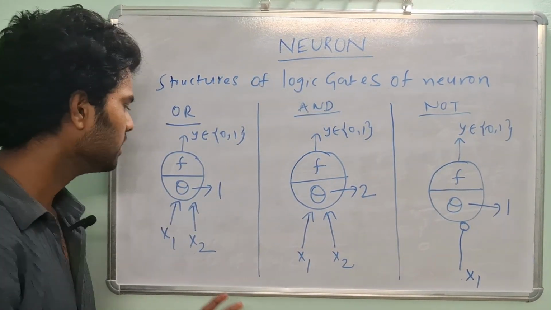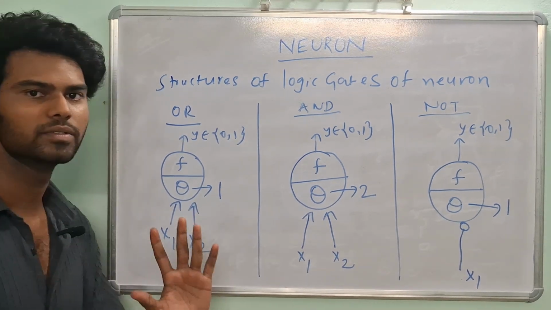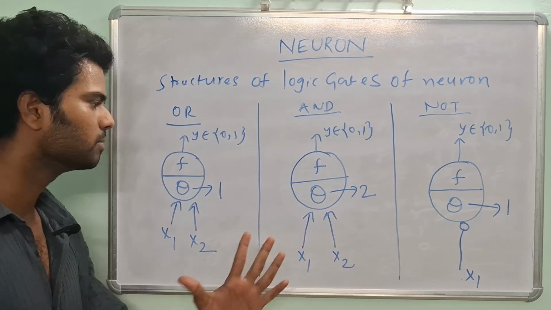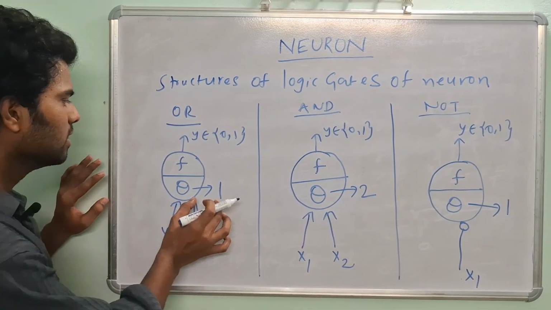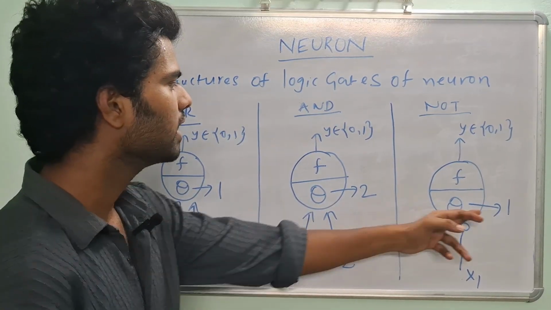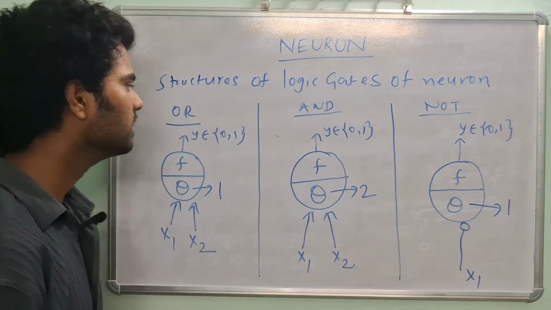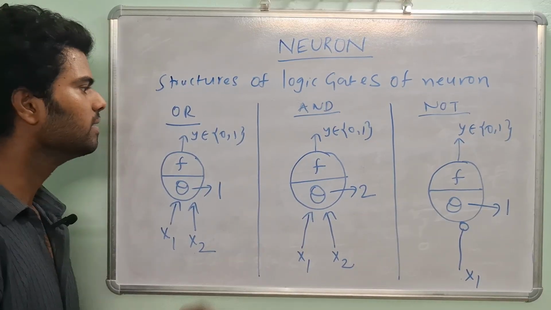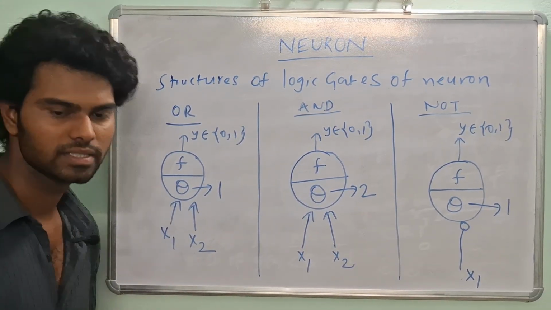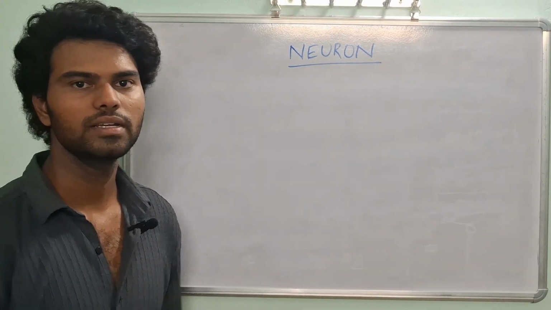So here you can use any number of inputs, but for a simple example, I am using only two inputs here. So the threshold value is 1 for the OR gate, 2 for the AND gate and 1 for the NOT gate. Now we will discuss each and every logic gate in a detailed manner. First we will see the OR gate.